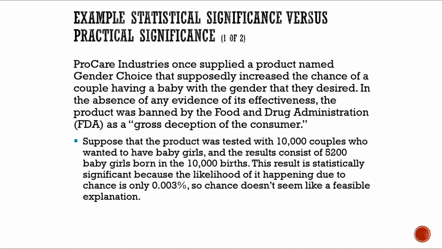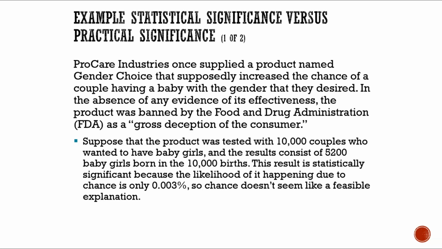So this is something they definitely shouldn't have done, but there was this drug many years ago that was supposedly supposed to help you choose the gender of your child. If you took this drug, it was supposed to help you have a girl instead of a boy. I don't know if this is a real story, but it's going to illustrate the difference between statistical significance and practical significance. Let's say this was given to 10,000 couples, and 5,200 of them had a girl. That is close to half, but it's more than half, right?